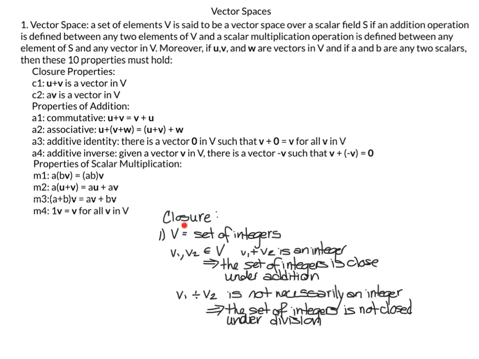I wanted to make some comments on closures. Closures involve sets, and they involve an operator. Let's say our set is the set of integers, and v1 and v2 are integers in our set V. So v1 plus v2 is still an integer. When you add two integers, you get an integer, so the set of integers is closed under the addition operation. So you talk about sets being closed under an operation. Whereas v1 divided by v2 is not necessarily an integer, so the set of integers is not closed under division.